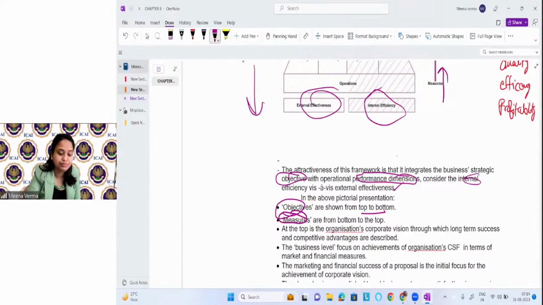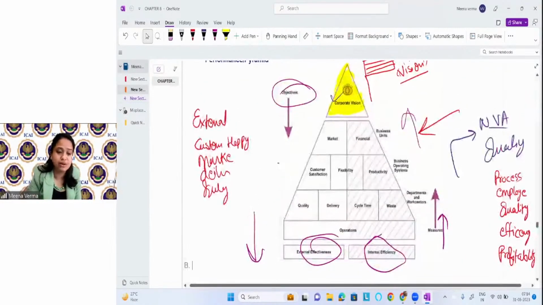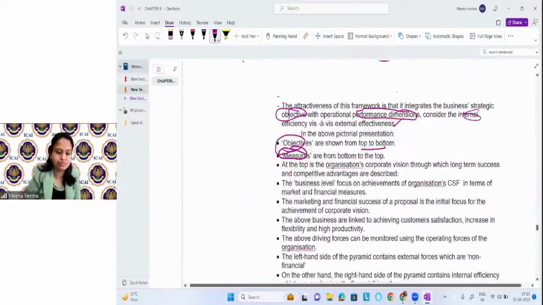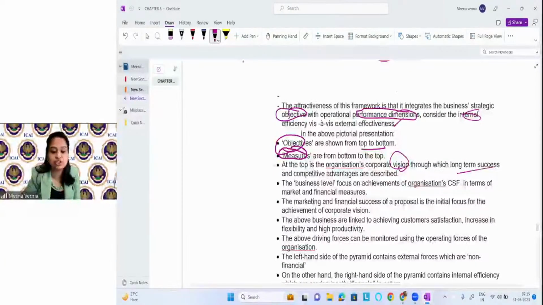Right? At the top, the company has the corporate vision. Because of which the company vision is responsible. See, all these things are responsible for sustaining over a long time period, right? So this will help the company to achieve success in the long time period. And obviously it will give the competitive advantage over other competitors.